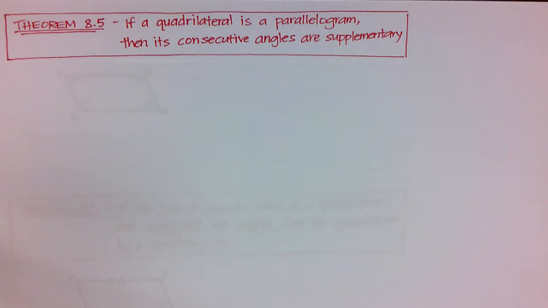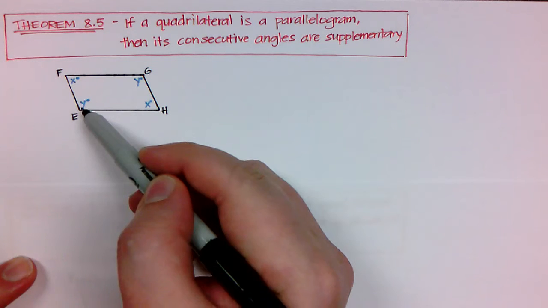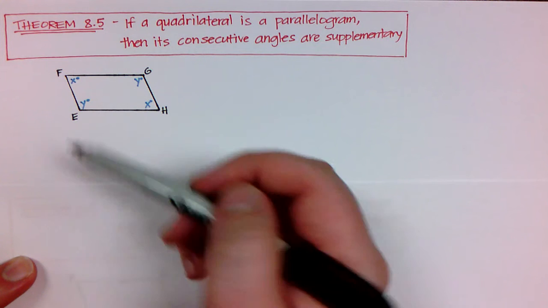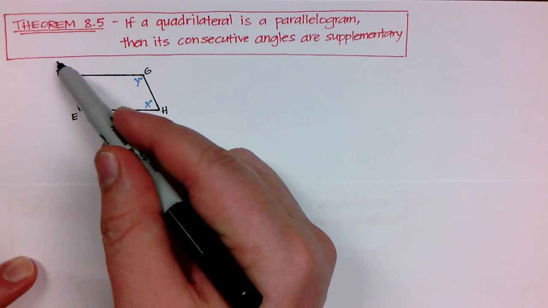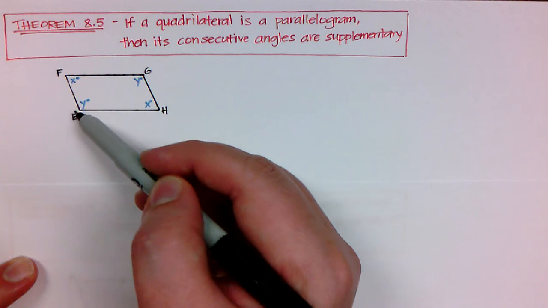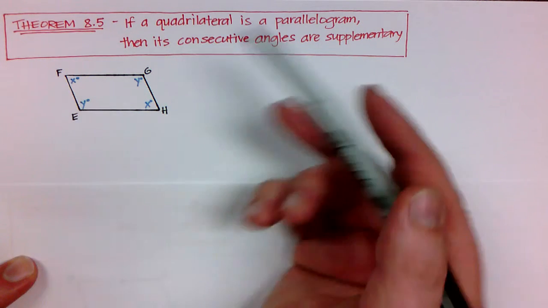The next one is theorem 8.5, and it says if a quadrilateral is a parallelogram, so again we're just starting with the assumption it's a parallelogram, then its consecutive angles are supplementary. So consecutive angles, remember we talked about consecutive interior angles or consecutive exterior angles, so that means that they're on the same side. So looking here in this case, x and y would be considered consecutive angles because they're on the same side of, if this line FE continued to go, it would be a transversal.